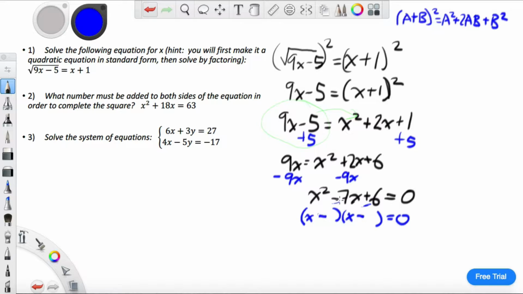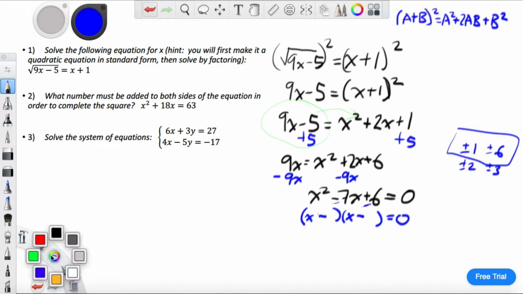So what two numbers add to negative 7 and multiply to positive 6, okay? So for 6, you've got plus or minus 1 times plus or minus 6, or plus or minus 2 times plus or minus 3. I think we've got to go with the 1 times 6 is 6 because 1 plus 6 is 7. So what we're going to do is say that they're both negatives, okay? So I've got negative 1 plus negative 6 is negative 7. Negative 1 times negative 6 is positive 6. So I've got my answer. X minus 1 times x minus 6 equals 0.